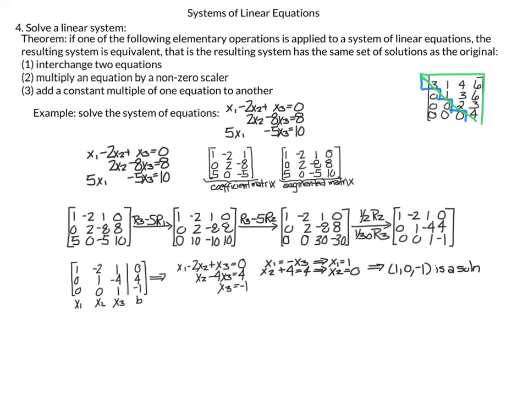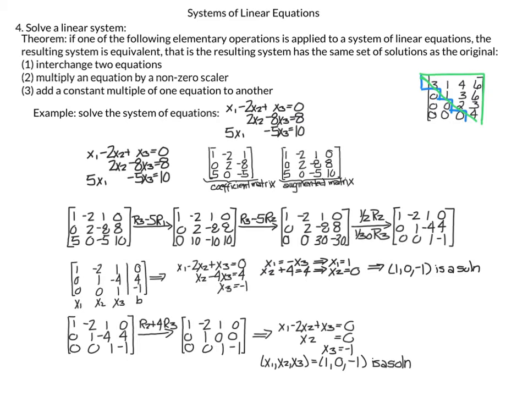Also, when I plugged x3 into this equation to solve for x2 and then plugged x2 and x3 in to solve for x1, that's called back solving. If you don't like to back solve, you can row reduce this even further. The reason why you have back solving is because you have this 4 here and the 2 and 1 here. So what we can do is do one more row operation.